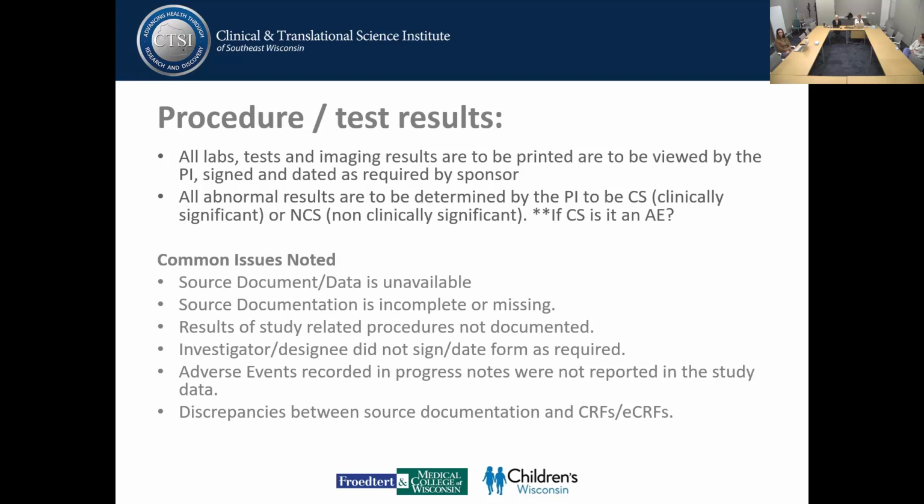Or it's incomplete, the source document. The results of the study-related procedures are not documented. The investigator or the designee did not sign or date the form as required. And adverse events recorded in the progress notes were not reported in the study data. And also, if there's a discrepancy between the source documents and the eCRFs, they will be not happy with the FDA audit.